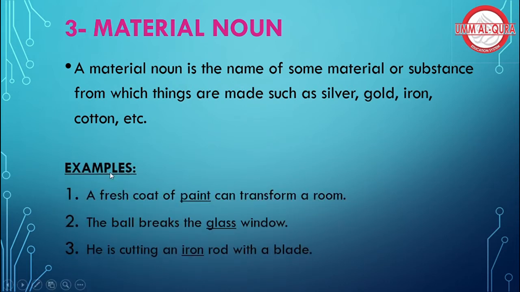There are some examples. A fresh coat of paint can transform a room. In this whole sentence, the paint we have is a material noun. Similarly, the ball breaks the glass window, meaning windows are made using glass, like a mirror. So the glass here is a material noun. He is cutting an iron rod with a blade. Iron here is a substance, a material that is used to make the iron rod. So iron is a material noun.